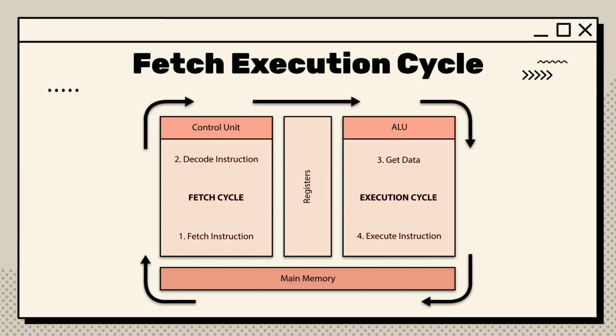In the fetch step, the instruction is retrieved from the memory. In the decode step, the CPU interprets the instruction's opcode. In the execute step, the operation specified by the instruction is performed, and finally in the update step, the program counter is adjusted to fetch the next instruction. Then this cycle repeats for each instruction, allowing the CPU to execute the program.